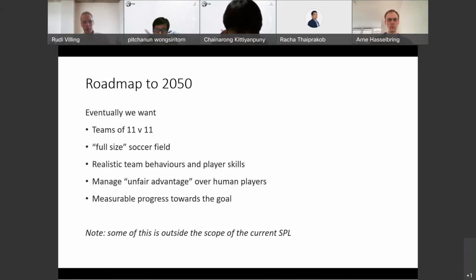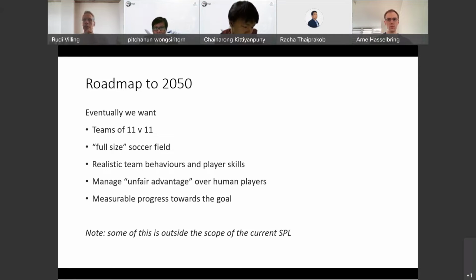So let's talk about this for a second. Some of these things are outside the scope of the current SPL, or at least with the current hardware. So a full-size soccer field would not be practical, I think, with the current SPL. We can certainly move towards more realistic behaviors. We can potentially explore teams of up to 11 versus 11 on a smaller pitch.